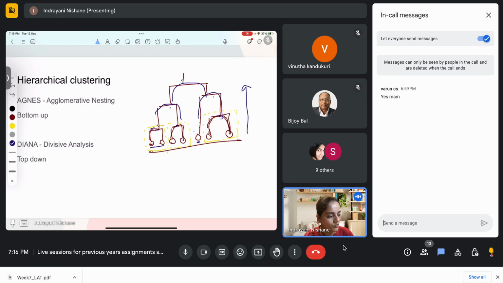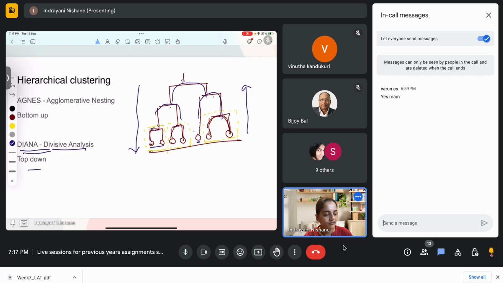So it is a bottom-up approach. When we do it in reverse order, where the entire data set is considered as one cluster and then we separate them as we go down, it becomes Diana, or divisive analysis, a top-down approach. Right now we won't be calculating for Agnes and Diana, we'll be just calculating for k-means.